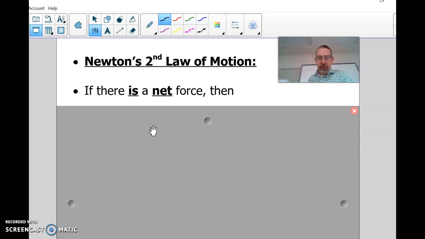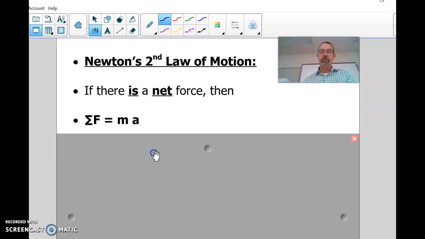So, Newton's first law of motion we tackled. Newton's second law of motion says, what if there is a net force? What if forces aren't balanced? Then what's going to happen to the object? Well, it's going to accelerate. And the equation is incredibly simple. The sum of my forces, this is my Greek letter sigma, which means sum, the sum of my forces, which is a net force, equals mass times acceleration.